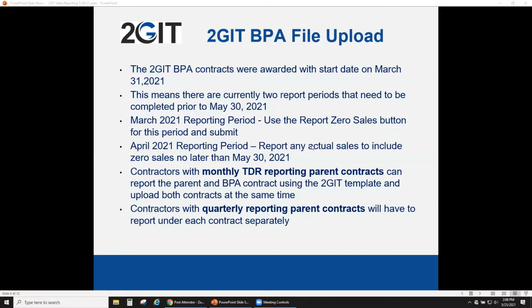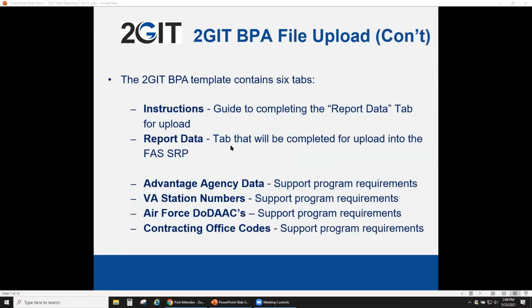But now, in addition to that, once a month, you're going to be going in, taking your 2GIT template, and you're going to be performing your file upload on that template so you can get that into the system once a month. 2GIT BPA file upload template contains 6 tabs.